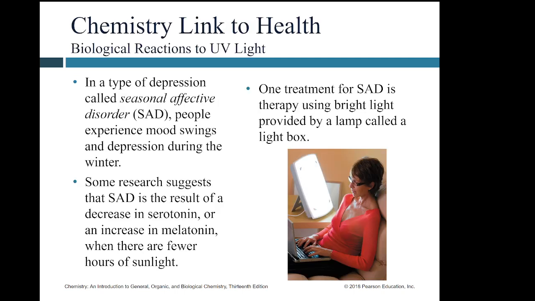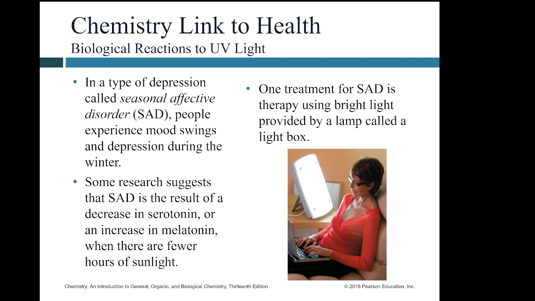Okay, so let's talk about some UV light here. Does everybody know of seasonal affective disorder, SAD? Yeah, very common in places like the UK or up in the Seattle area, because they have very, very cloudy weather. This is people who will experience mood swings and depression during winter. Some of the research suggests that SAD is a result of a decrease in serotonin or an increase in melatonin, because of fewer hours of sunlight.